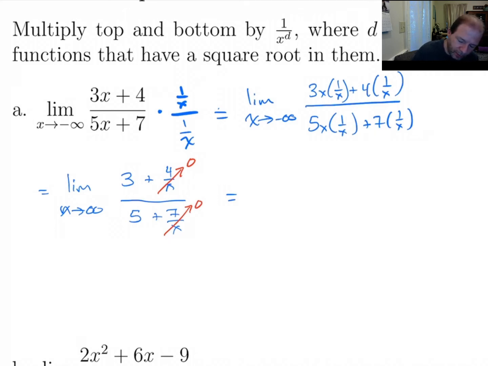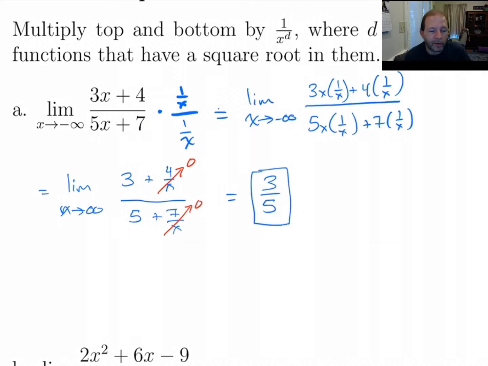That brings up a good question. When do you stop writing limit? Pretty much it's when you plug in the number. So that gives me 3 over 5.